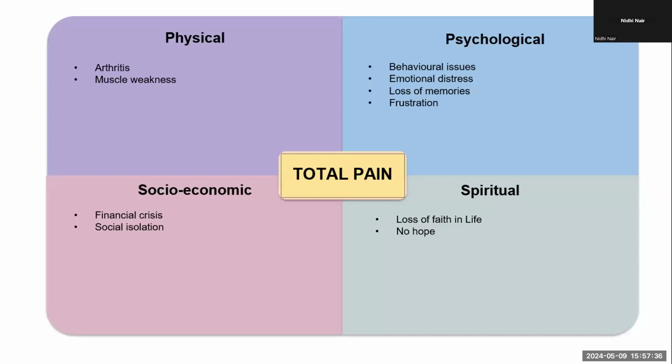And it's about total pain. From a physical aspect, she's facing arthritis and muscle weakness. This is because she's facing frailty. In the psychological issues, she has some behavioral issues, emotional distress, loss of memories, frustration, etc. In the socio-economic aspect, she has financial crisis and social isolation. And in the spiritual aspect, loss of faith in life and no hope.